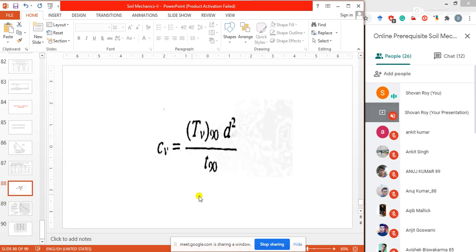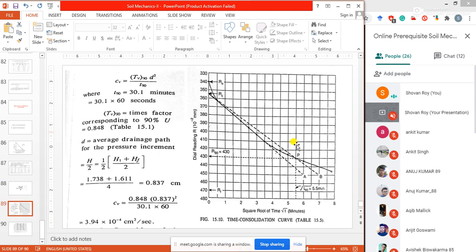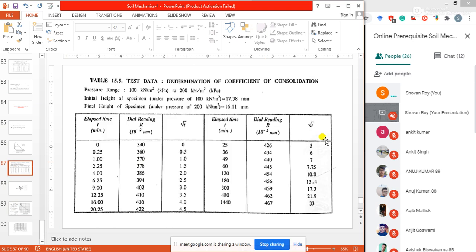So from this curve, the actual purpose of this graph is to find out your U90 value, because this is the actual formula to find out your coefficient of consolidation. Cv equals Tv90 d square by T90. Cv means coefficient of consolidation. Tv90, from where can we get this Tv90? We can get it from this graph, and to draw this graph we need these values, and these values are available from our laboratory test.